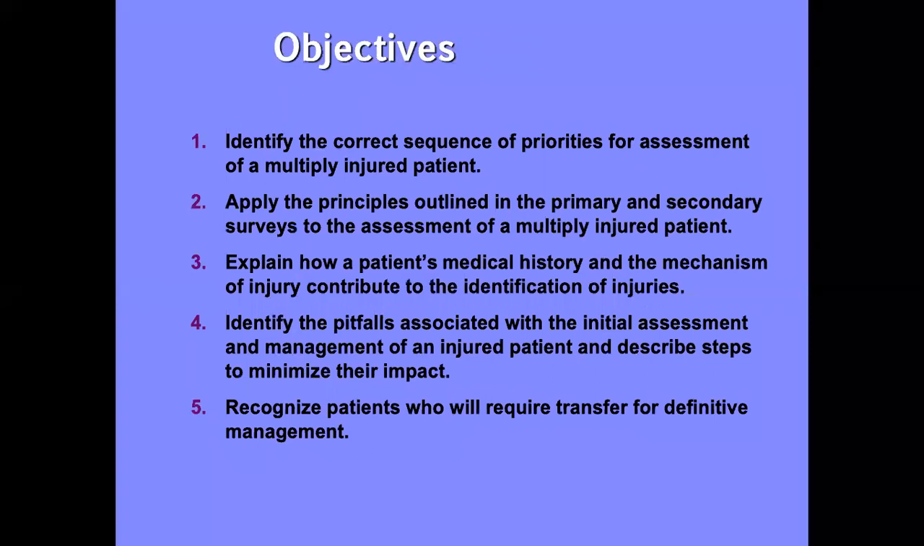And henceforth, one of the most important objectives of the ATLS protocol is that we have to follow a correct sequence of priorities for assessment of multiply injured patients. We should apply the principles outlined in the primary and the secondary surveys. And we also have to explain how a patient's medical history and mechanisms of injury can contribute to the identification of the injuries, and also identify the pitfalls associated with the initial assessment and management of an injured patient. And at the end of the resuscitation, we also have to identify those patients who need to be transferred for definitive management.